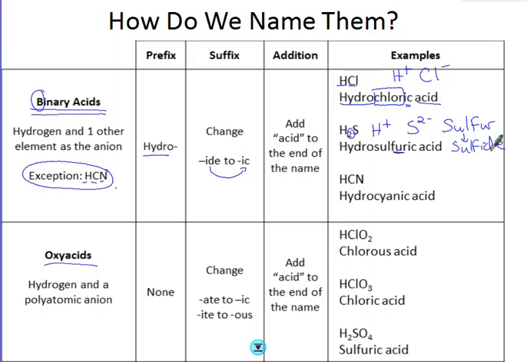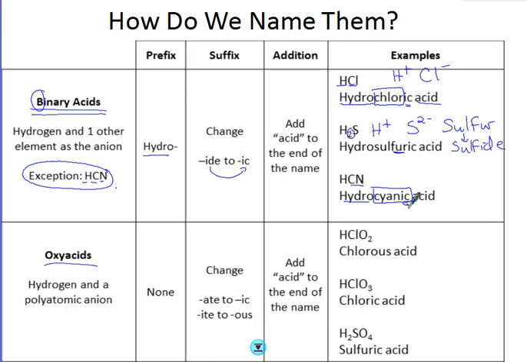And then HCN, this is your one exception. HCN is a polyatomic cyanide, but we call it a binary and we name it as such, so this becomes hydrocyanic acid. Hydrocyanic acid. There's your "ic" right there.